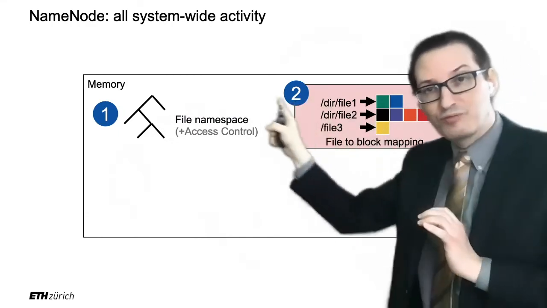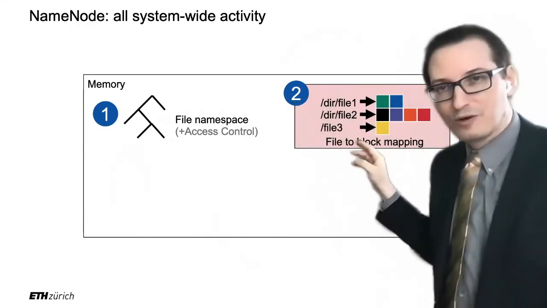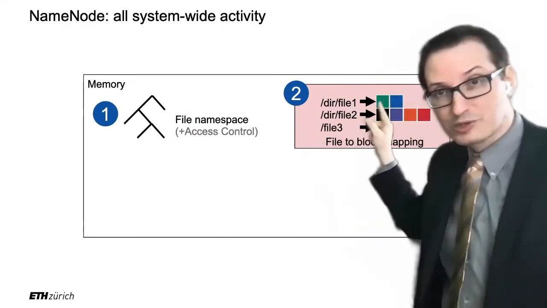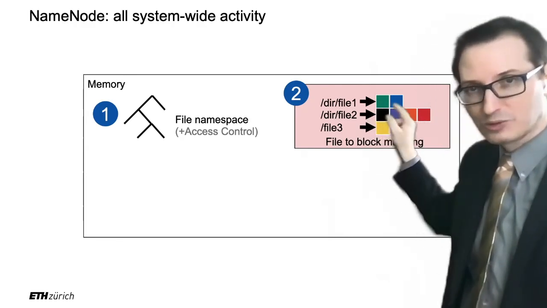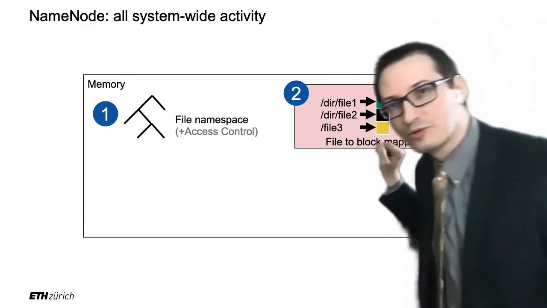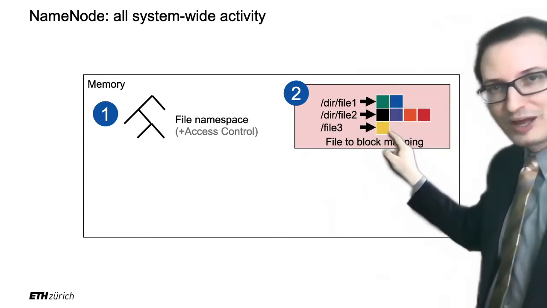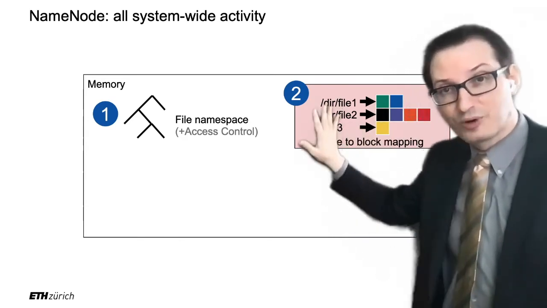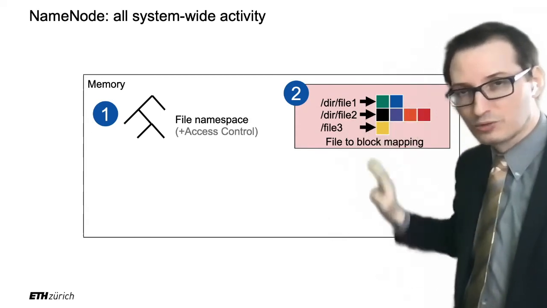Second, for every file with a path, with slashes, we have a mapping to the blocks. Not the actual blocks, because they are too big, just some identifiers of the blocks. I'm using colors here: we have the green and the blue blocks. Here we have 4 blocks, here we have 1 block. This is also on the name node, the mapping from the files to the blocks. So now you know how to reconstruct the file. You know which block to look for.